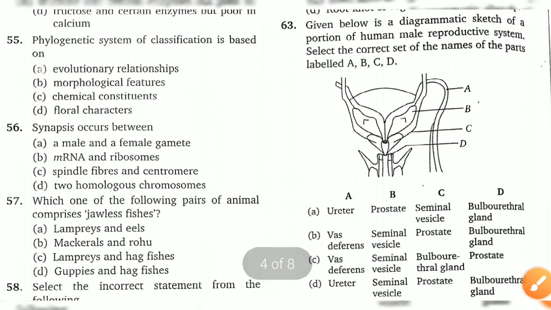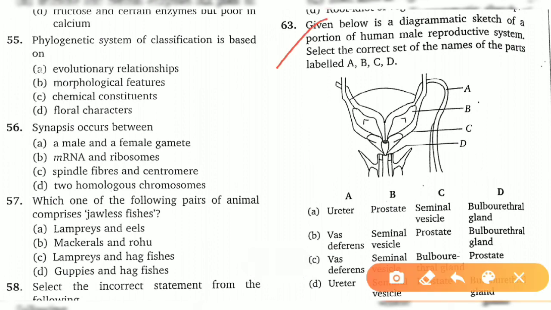Now, 63rd question. Given below is the diagrammatic sketch of a portion of a human male reproductive system. Select the correct set of the names of parts labeled A, B, C, D. Options are ureter, prostate, seminal vesicle, bulbourethral gland; vas deferens, seminal vesicle, prostate, bulbourethral gland; vas deferens, seminal vesicles, bulbourethral gland, prostate; ureter, seminal vesicle, prostate, and bulbourethral gland. So the answer is B.